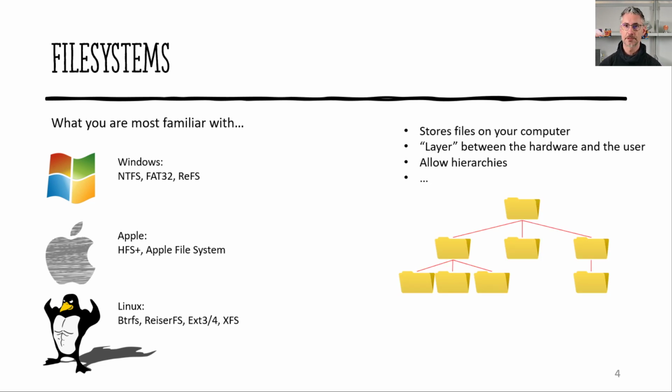So what does a file system allow us to do? They store the files on our local computer and they add a layer between the hard disk and the user. It allows us to have some hierarchies, and you're most familiar with this in terms of folders, and folders within folders, and folders within folders within folders and so on.